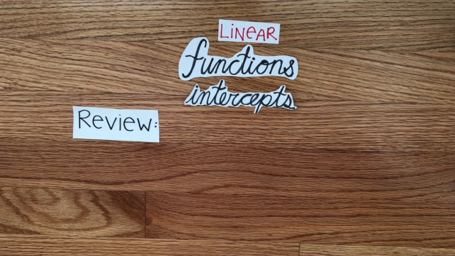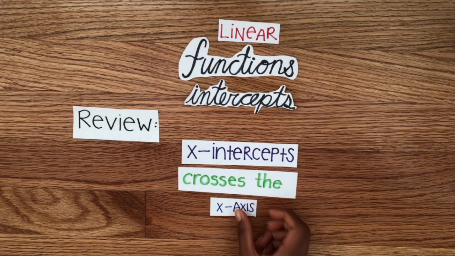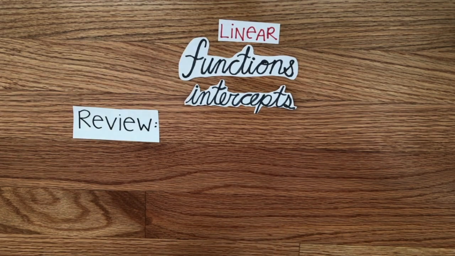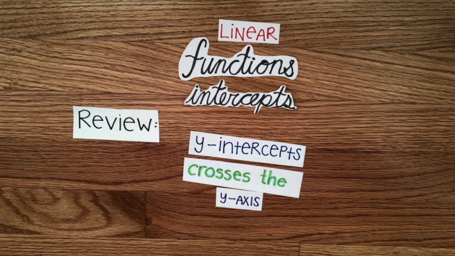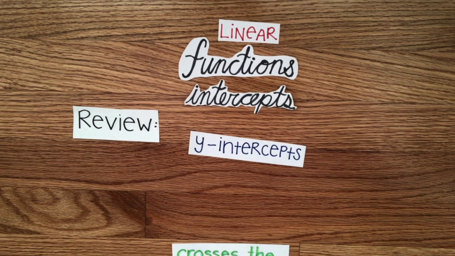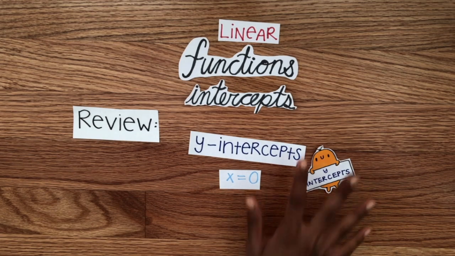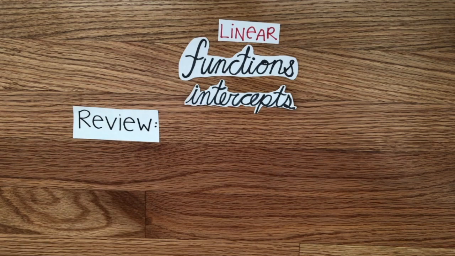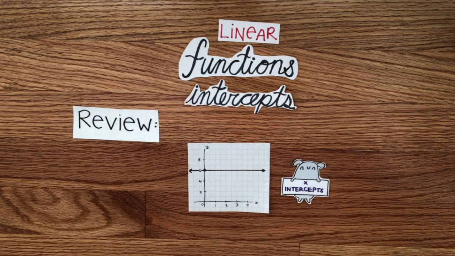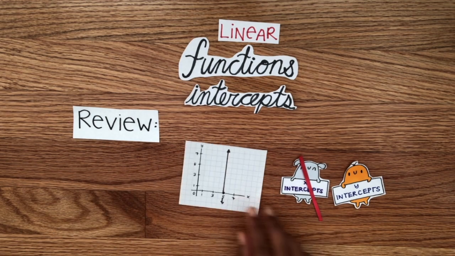Let's review. We know the following things. X-intercepts are points at which the graph crosses the x-axis, while y-intercepts are points at which the graph crosses the y-axis. We can figure this out by looking at a graph or plugging in 0. For y-intercepts, x equals 0, and for x-intercepts, y equals 0. We also learned that horizontal lines do not have x-intercepts, while vertical lines don't have y-intercepts.